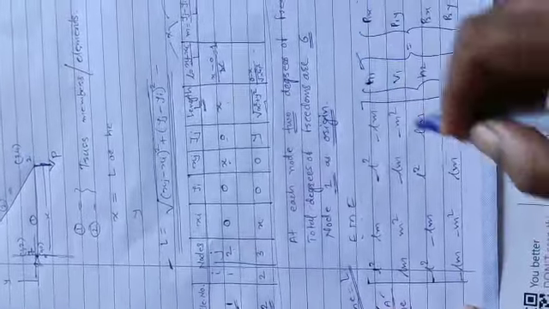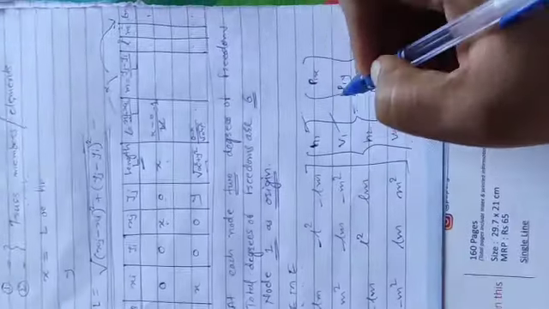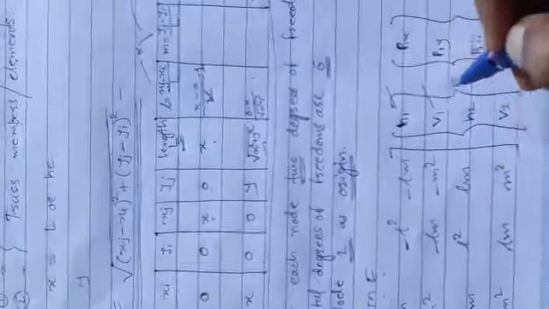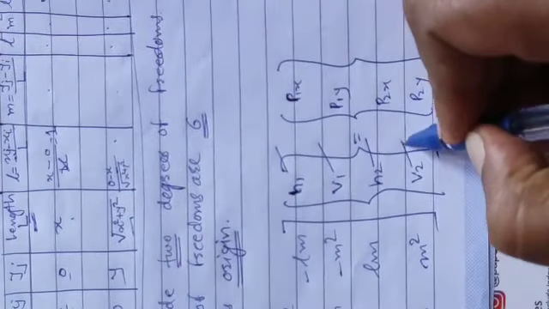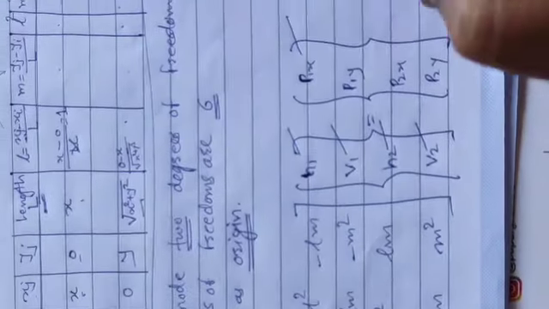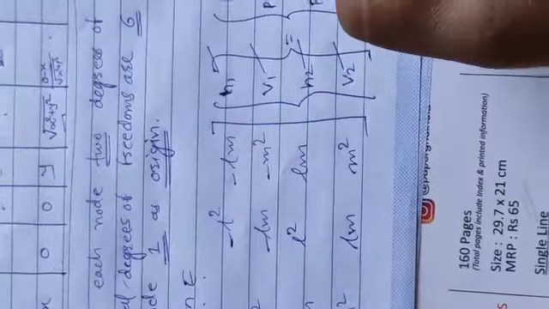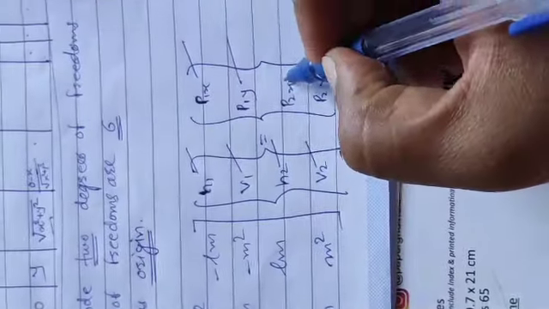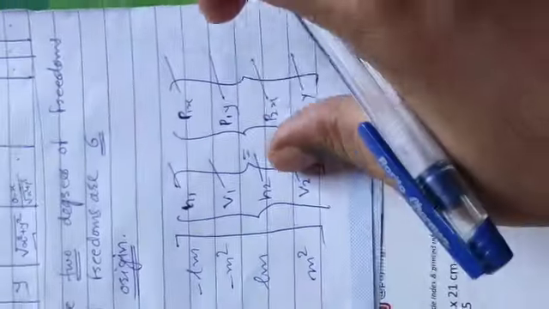So you can write here h1 is horizontal displacement at node 1, v1 is vertical displacement at node 1, h2 horizontal displacement at node 2, v2 is vertical displacement at node 2. p1x is force along x direction at node 1, p1y force along y direction at node 1, p2x force along x direction at node 2, and p2y force along y direction at node 2.